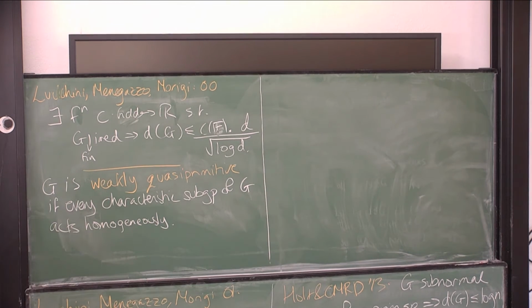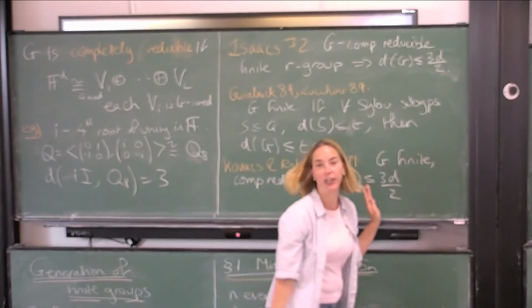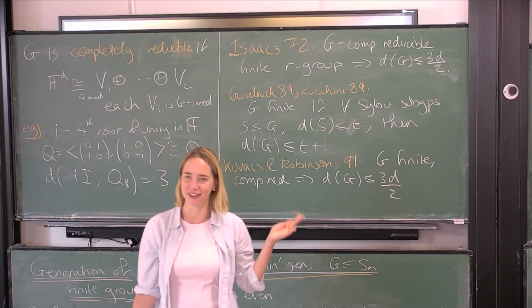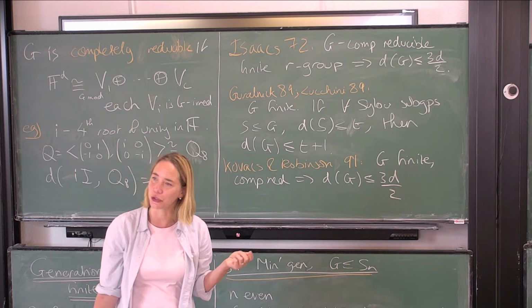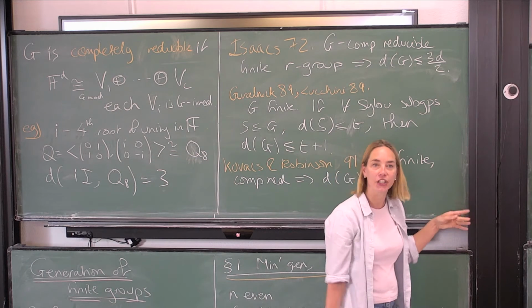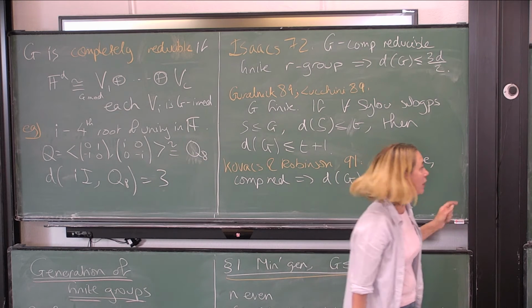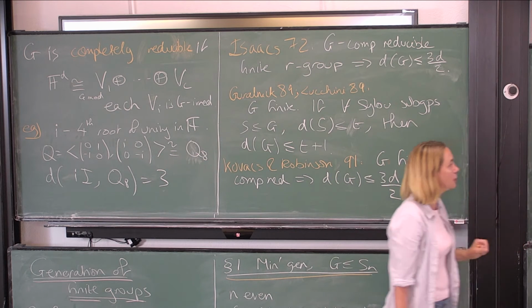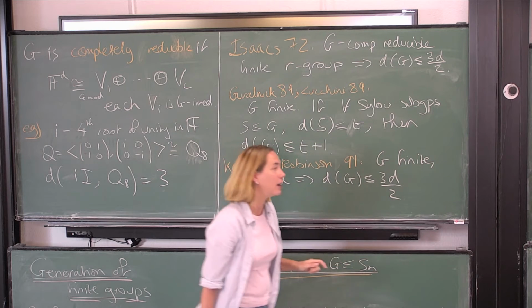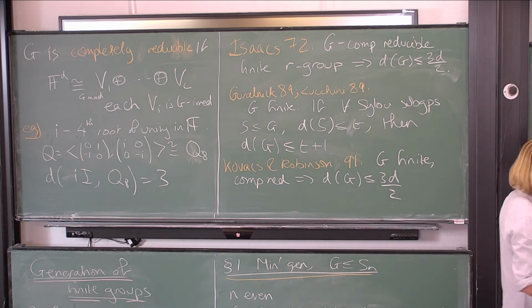If you don't like being that vague, all primitive linear groups are weakly quasi-primitive. Obviously, the definition would be a horrible one if that wasn't true. But we're also catching some imprimitive groups as well, because we're only looking at characteristic subgroups, we're not looking at normal subgroups. And yeah, we've just got this homogeneous construction.